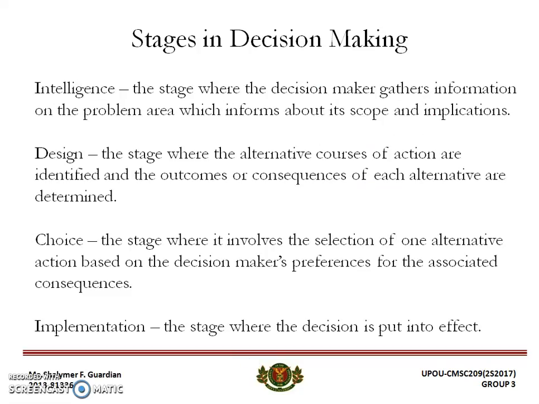Intelligence stage is where the decision maker gathers information on the problem area, which informs about its scope and implications. The next one is design. This is the stage where the alternative courses of action are identified and the outcomes or consequences of each alternative are determined. Next one is choice, which is the stage that involves the selection of one alternative action based on the decision maker's preferences for the associated consequences. And lastly, implementation, which is the stage where the decision is put into effect.